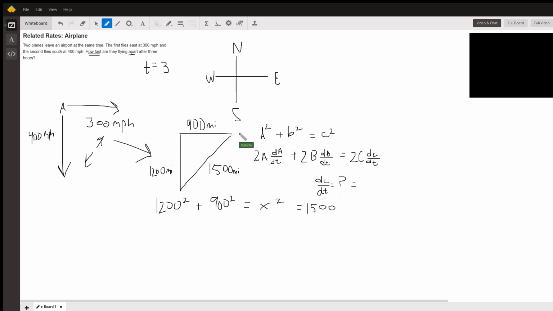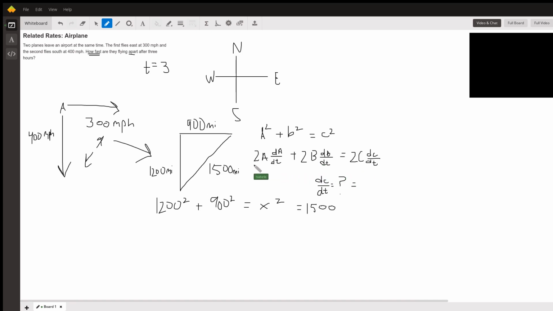So, using the Pythagorean theorem, you can also find the distance of how far apart they are after 3 hours. So then we're going to take this information and write out the Pythagorean theorem, a squared plus b squared equals c squared, and we're going to take the derivative of that equation. So you're going to get 2a dA over dt, which is with respect to time, plus 2b dB over dt equals 2c dC over dt.